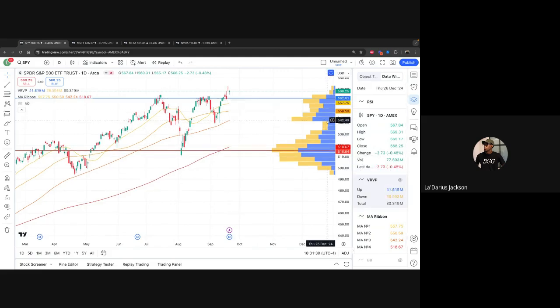So when you look at these different bars, they're actually called nodes. You see this blue and yellow. The blue and yellow represent the type of volume at certain levels. If you have more blue, that means you have more up volume, which means you have more buys at that price. And if you have more yellow volume, which is down volume, that means you have more sales. So let's show how this will work.